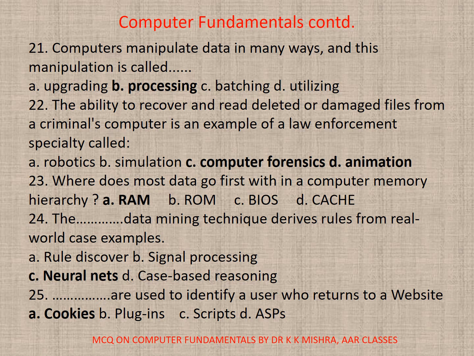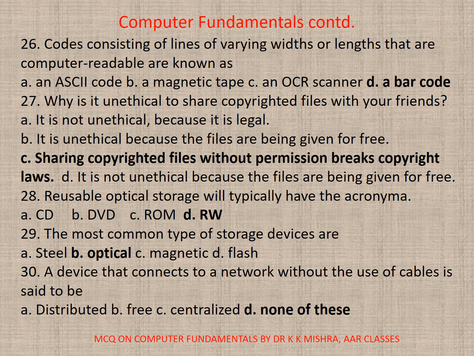25. Dash are used to identify a user who returns to a website. So here correct option is A, cookies. 26. Codes consisting of lines of varying widths or lengths that are computer readable are known as, here correct option is C. Sharing copyrighted files without permission breaks copyright laws. 28. Reusable optical storage will typically have the acronym, here correct option is D, RW. 29. The most common type of storage devices are, the correct option is B, optical.